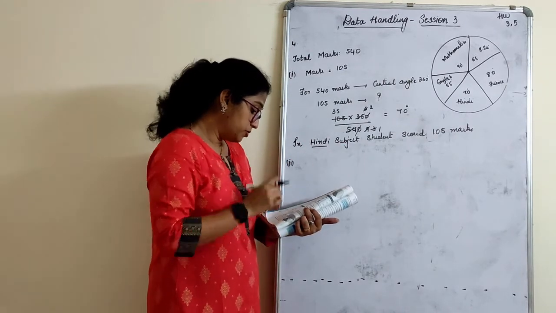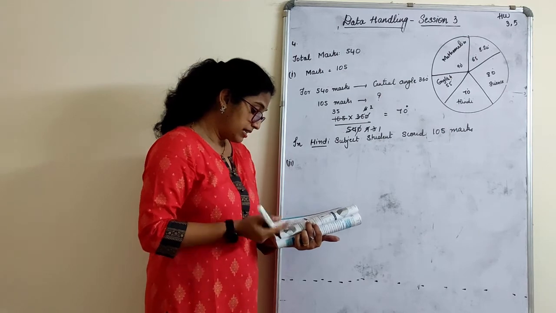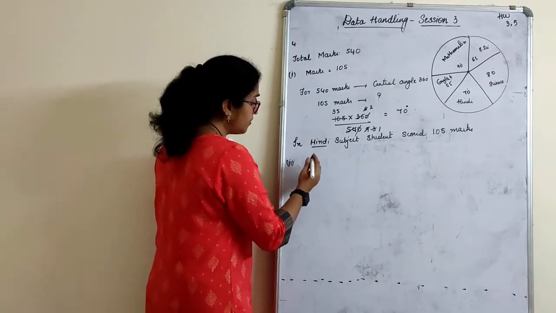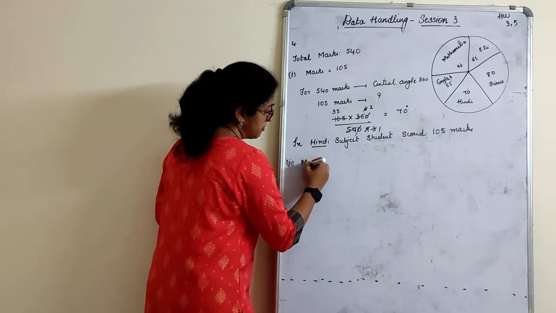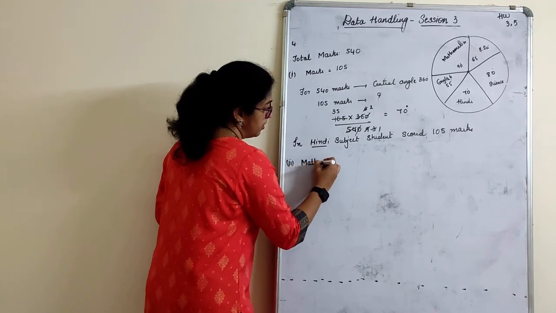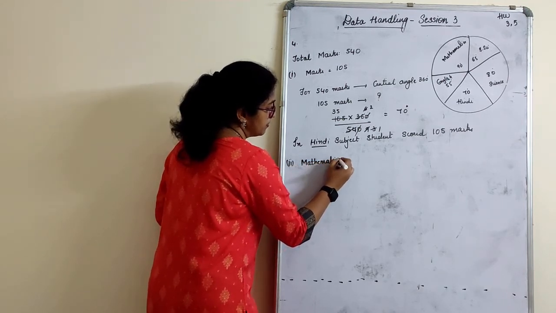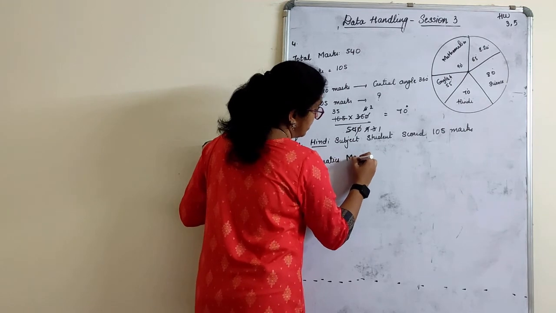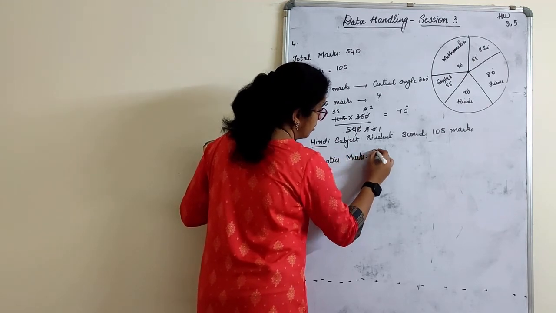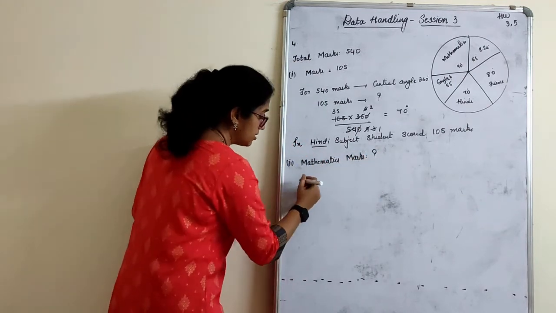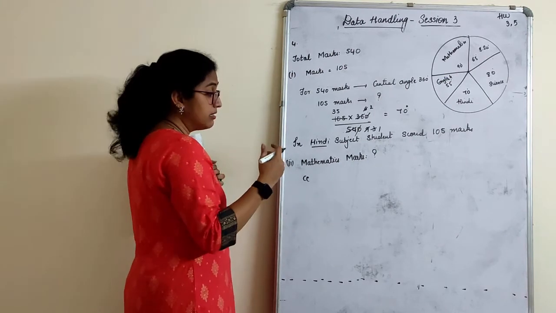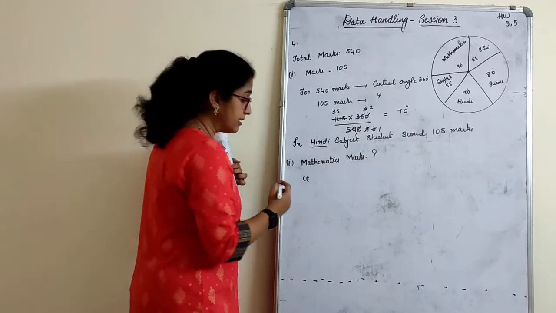How many more marks were obtained by the student in mathematics than Hindi? For that, first we have to find mathematics marks, because Hindi marks we know. Let's first find mathematics marks. To find mathematics marks, we don't have a tabular column, but we know the formula, children. What is the formula to calculate the data? Mathematics marks is nothing but data here.